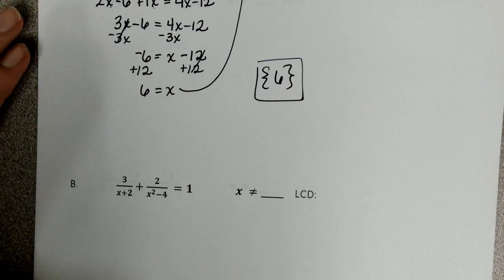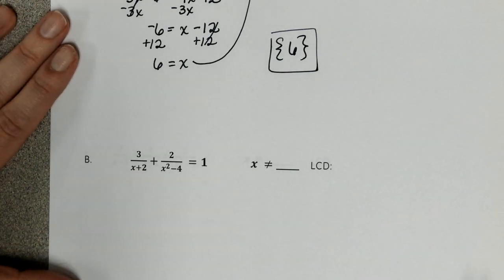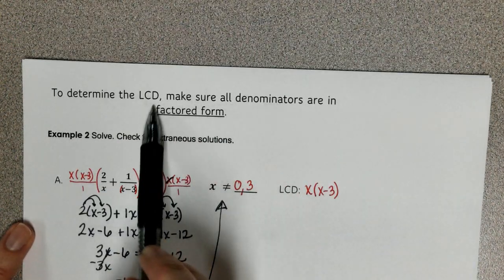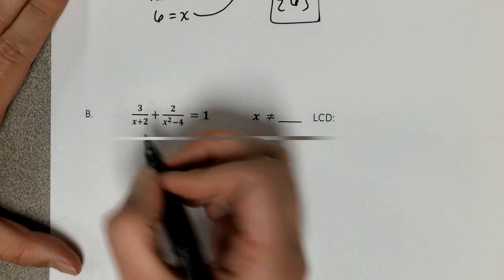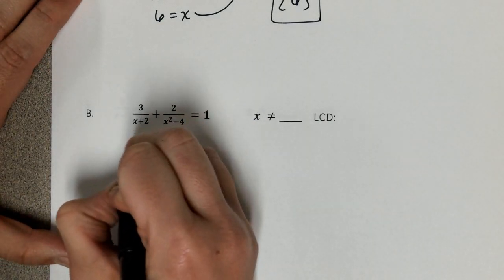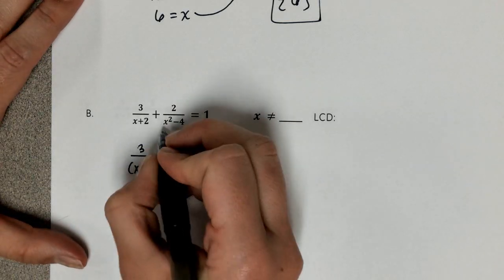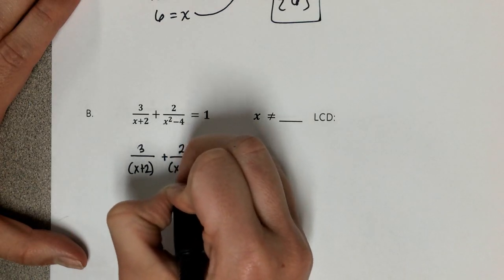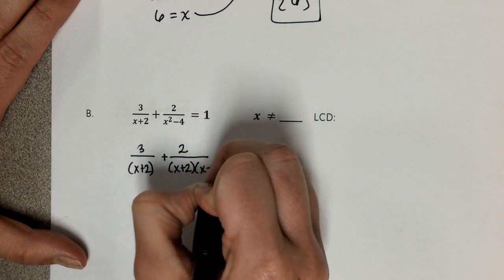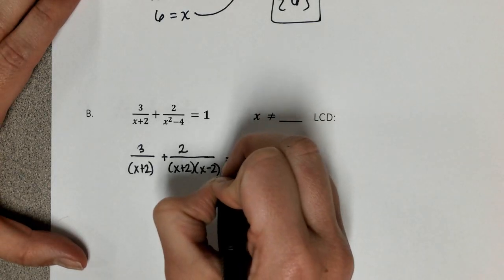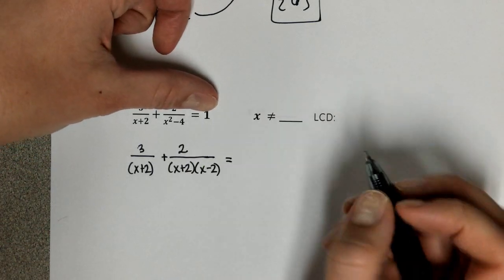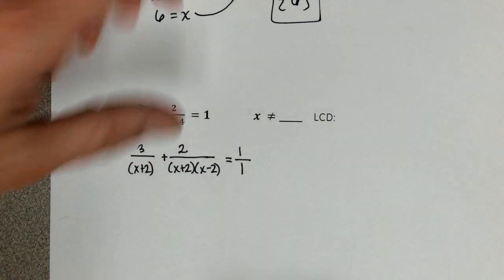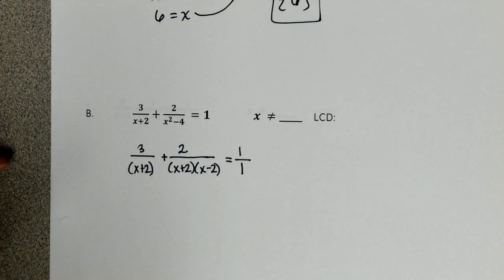Okay, coming down to example B, this one is an example of where we have to make sure all denominators are in factored form. So our first fraction is fine, x plus 2, can't factor that, but x squared minus 4 is a difference of squares. So this would be x plus 2 times x minus 2 equals, and then that's just a whole number 1. So if we want it to have a denominator, we can put all whole numbers over 1. So we can make it look like that.